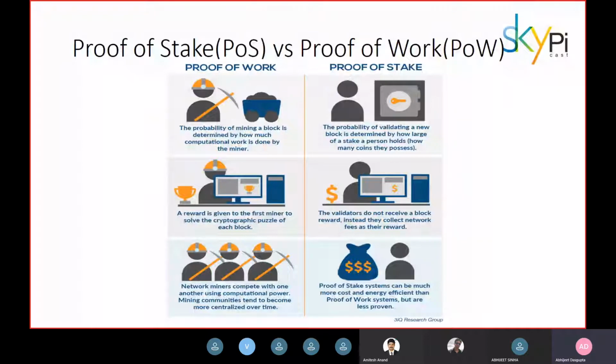In proof of stake, systems can be much more cost and energy efficient than proof of work systems. But these concepts of proof of stake are still not proven like proof of work. So in proof of stake, though they are cost effective and energy efficient, they have some concepts which still need to be proven to be completely used, just like proof of work is used in most of the blockchains that we currently see. Let's go back to what we discussed about proof of work a little bit more.